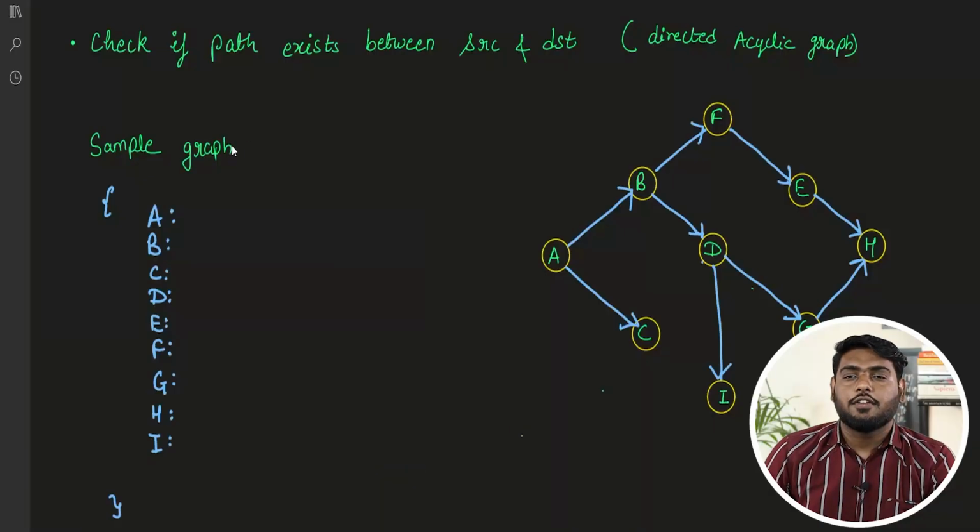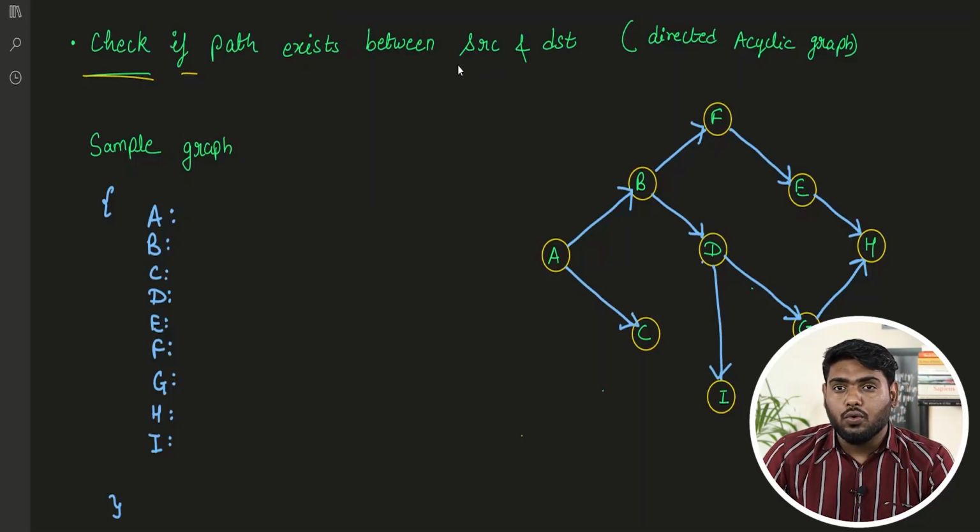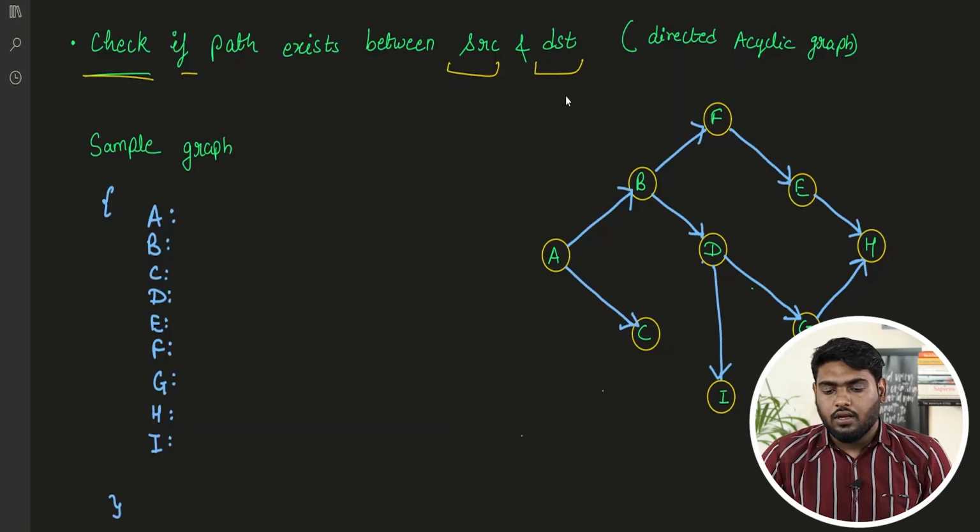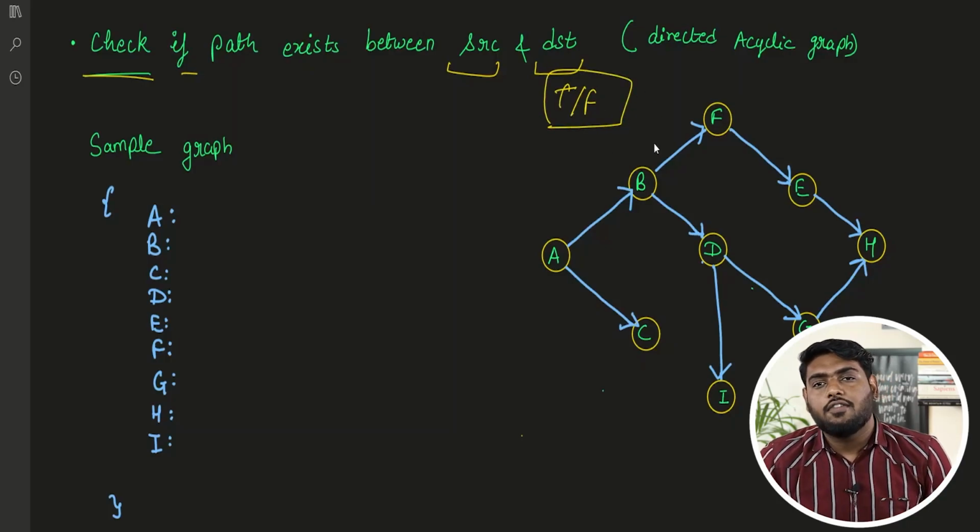Okay, so the first question that I've picked up for you is check if path exists between source and destination. One of the very simple and basic questions of graph. The user will be giving you two nodes. One is going to be the source, the other is going to be the destination, and you need to return a bool value. What is a bool value? Either true or false. You need to just tell whether there is any path in between these two nodes or not.